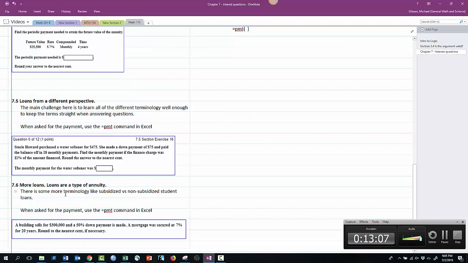7.6 is again more stuff about multiple things. Some of them are loans. And again, for the loan questions, if they ask you for the payment, you can use the PMT command. Okay, loans are a type of annuity. You can use PMT. All right, so that's my thoughts on this one.